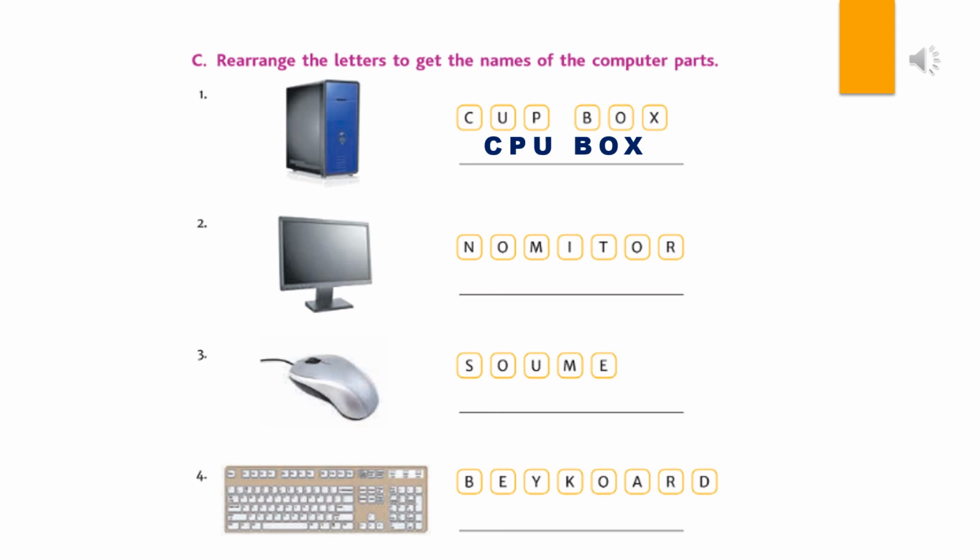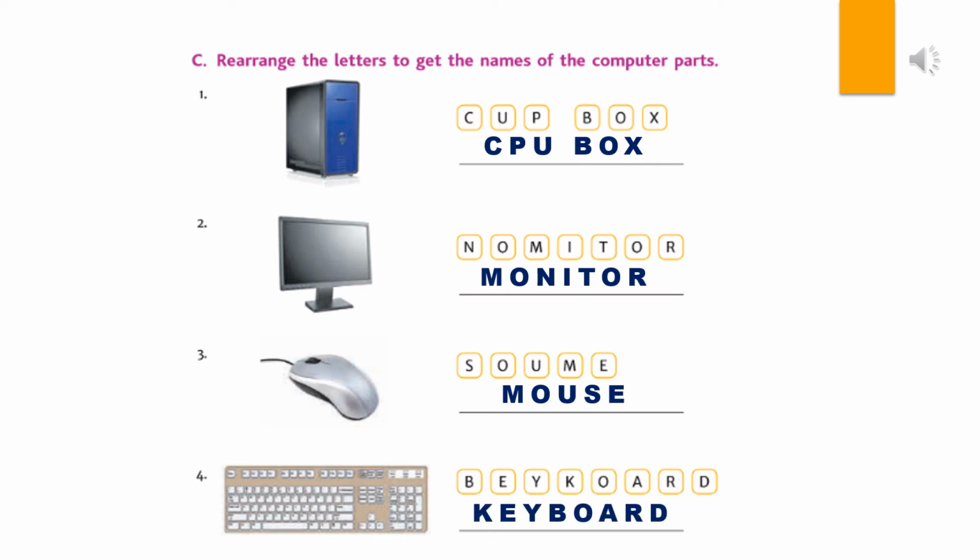So the next question, the letters given are N-O-N-I-T-O-R. So we need to rearrange it, and from the picture we know that it is a monitor. In the third question, we have SOUME. So the picture says that it is a mouse. And the fourth picture we have BEYKOARD, and we know that the picture is of a keyboard.